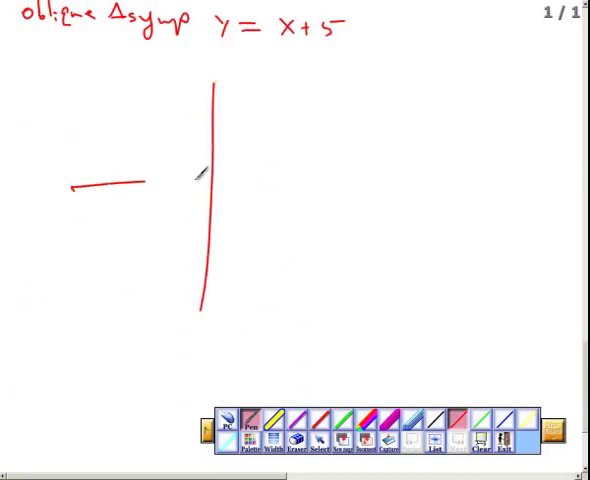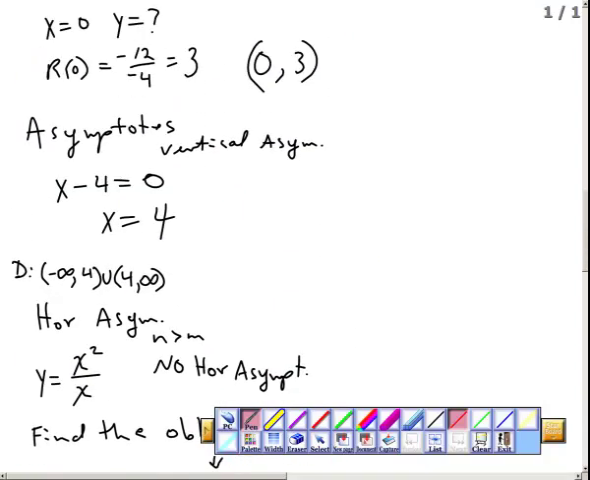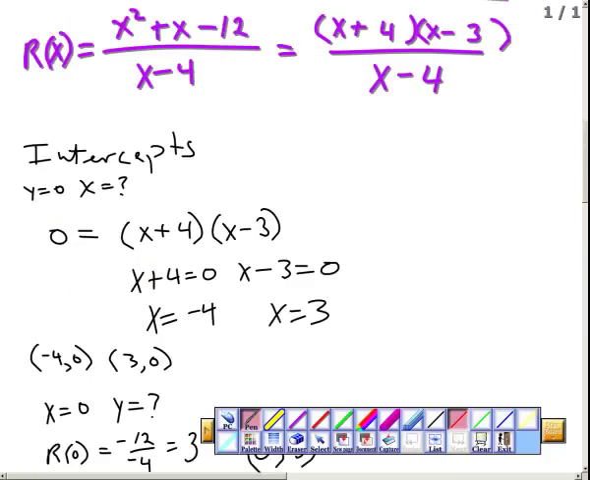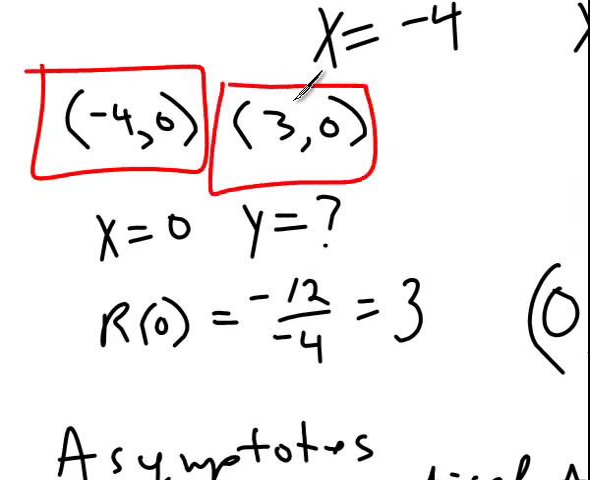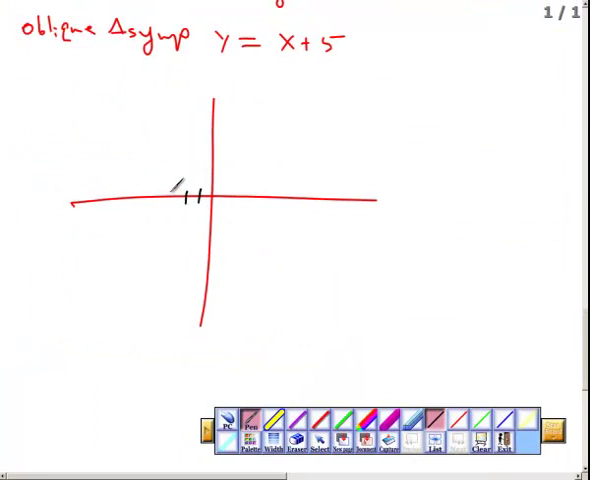So we said that we had our vertical asymptote at x equals 4. And we have our x-intercepts at negative 4, 0 and 3, 0. And we have our y-intercept at 0, 3. Okay, and we have our oblique asymptote.